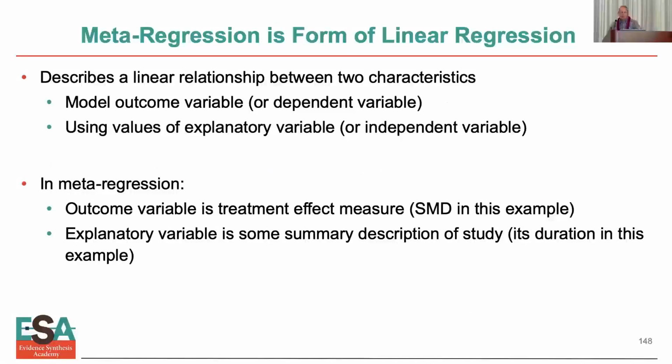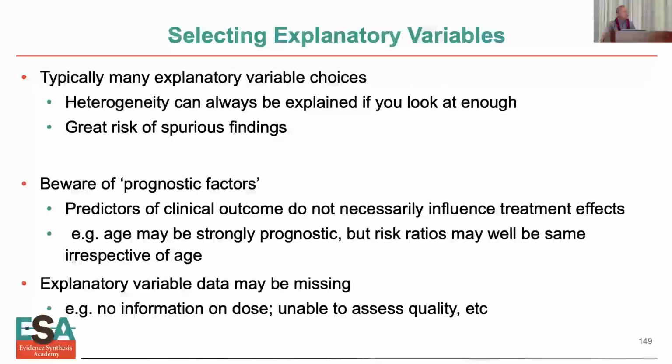So meta-regression is a form of linear regression. It describes a linear relationship between 2 characteristics, the outcome variable and the explanatory variables. And in this case, as we said, the outcome variable is the treatment effect measure, and the explanatory variable is some summary description of the study. Now, how do you select those explanatory variables or predictors to look at? So this is where the kind of art of it comes in.